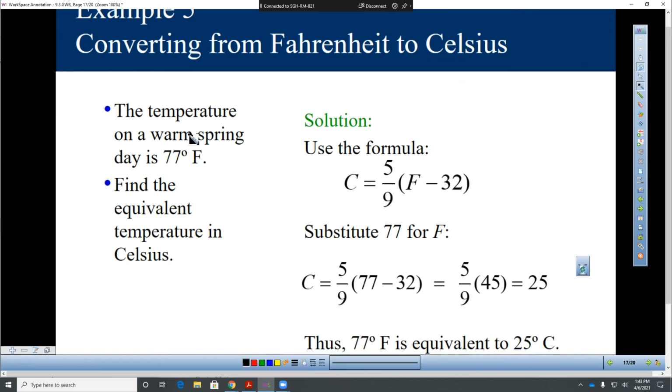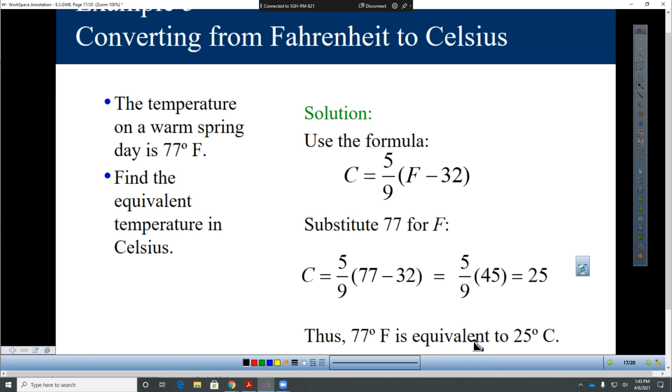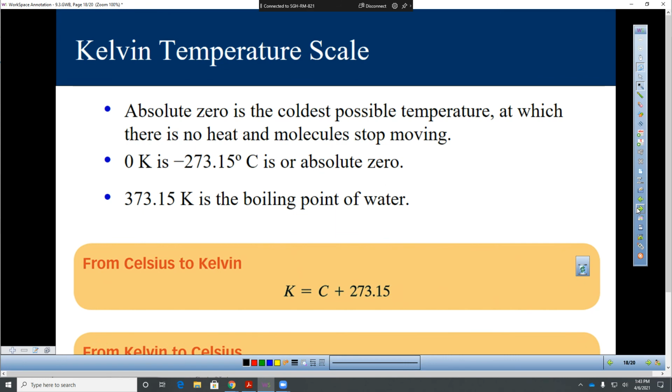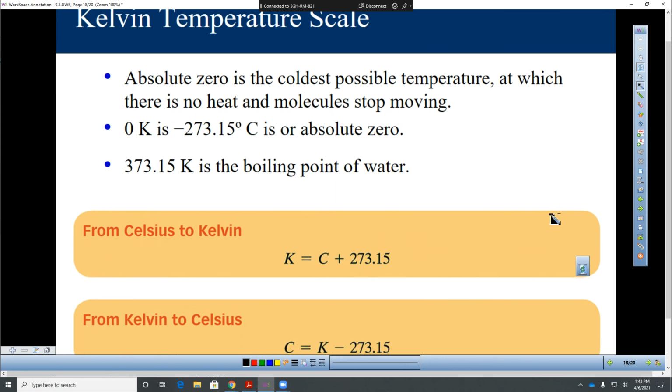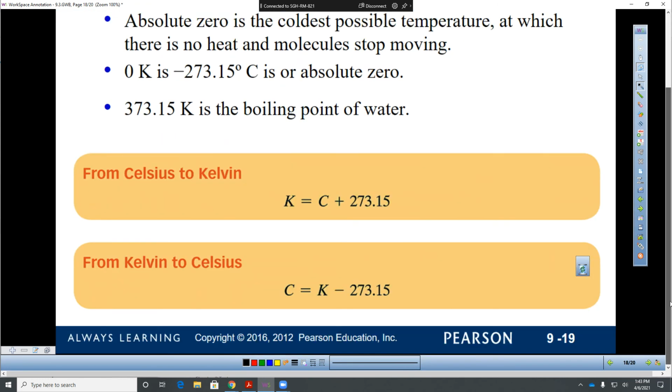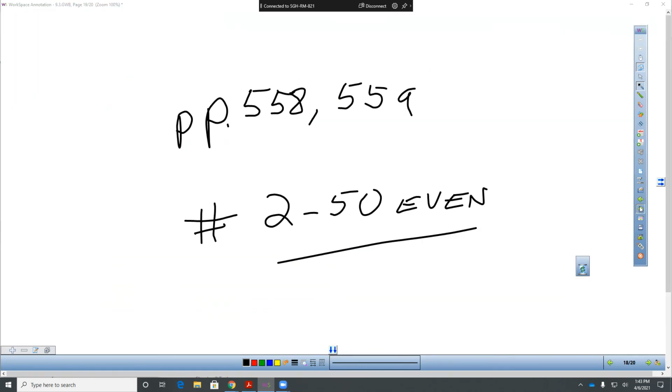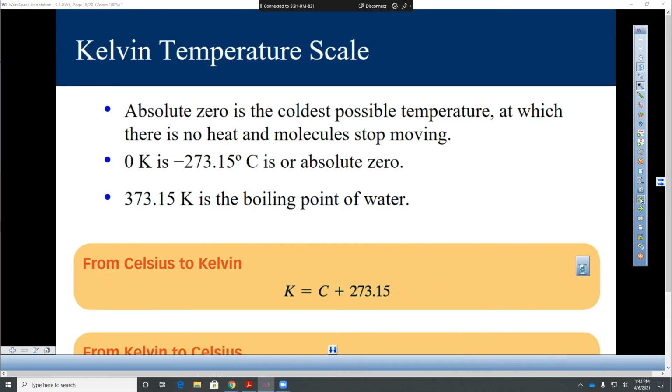Here's going from Fahrenheit to Celsius. Say it's 77 degrees Fahrenheit, which is about what the temperature is today. I'm going to subtract 32 from it and get 45. Then I take 45 times 5/9, which is about 25. So 77 degrees Fahrenheit is 25 degrees Celsius. And we're not really going to talk about kelvins because we don't do anything with kelvins.